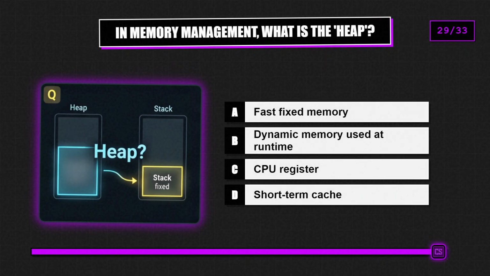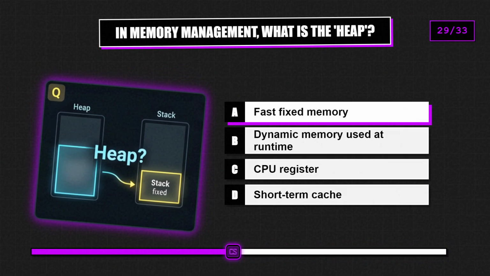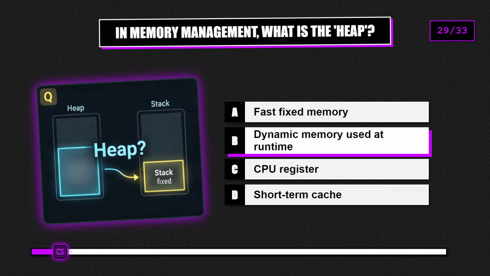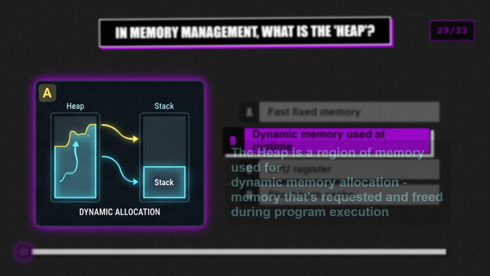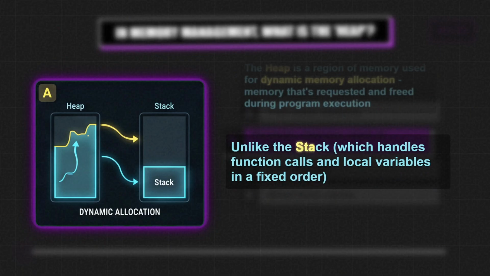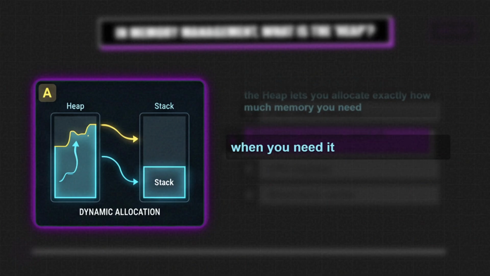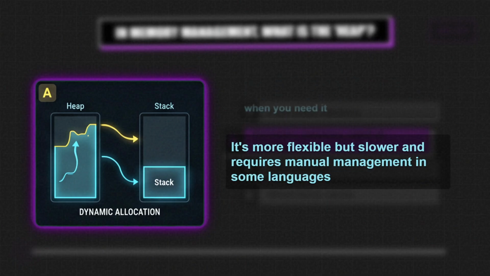In memory management, what is the heap? The heap is a region of memory used for dynamic memory allocation, memory that's requested and freed during program execution. Unlike the stack, which handles function calls and local variables in a fixed order, the heap lets you allocate exactly how much memory you need when you need it. It's more flexible but slower and requires manual management in some languages.